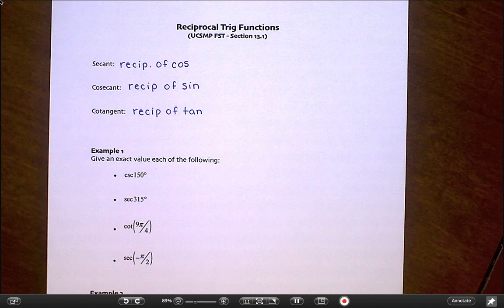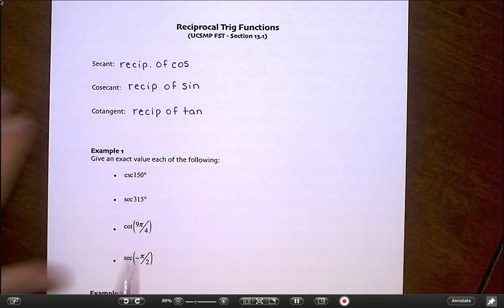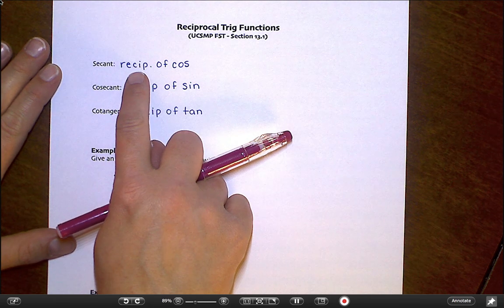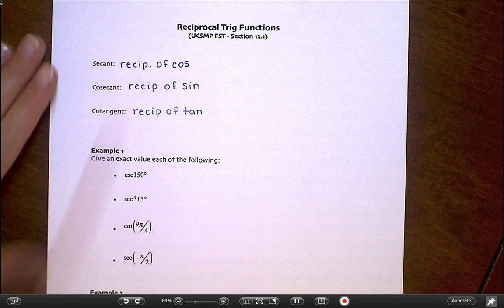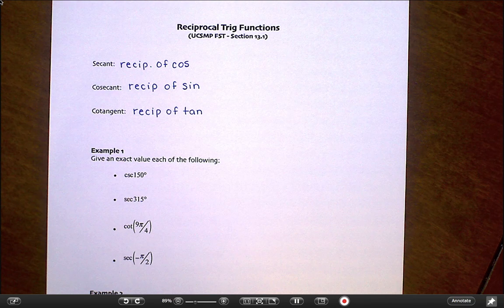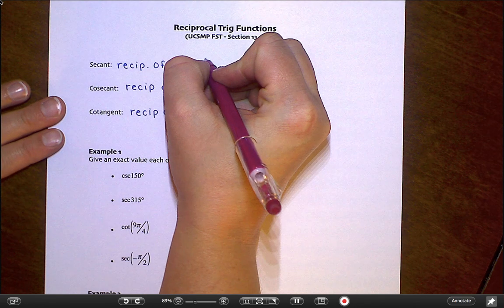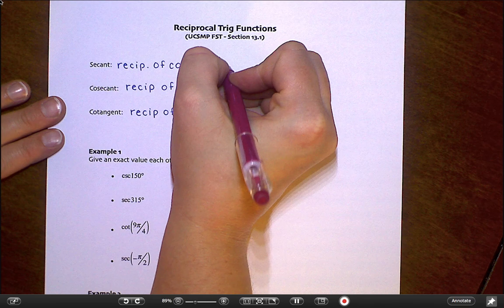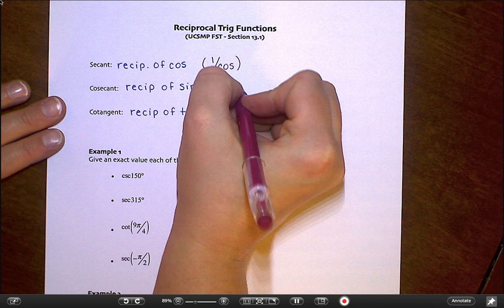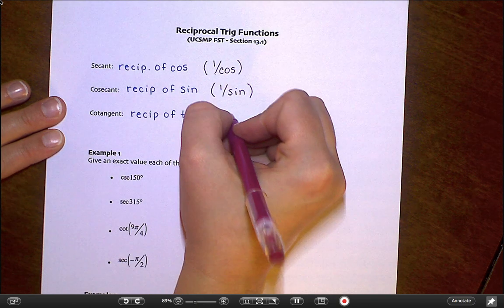Now, I'm going to throw something else in here. I think your focus, and the reason I wrote this out in words, should be on the word reciprocal, because we all know how to take reciprocals. And if something is already a fraction, you just take that fraction and you flip it upside down. But if something is a whole number, like if I asked you for the reciprocal of 3, you take the reciprocal by saying, okay, it's 3 over 1, so I'm going to make it 1 over 3. So a lot of the times you'll see this written as 1 over the cosine. And this is written as 1 over the sine. And then, of course, 1 over the tangent.